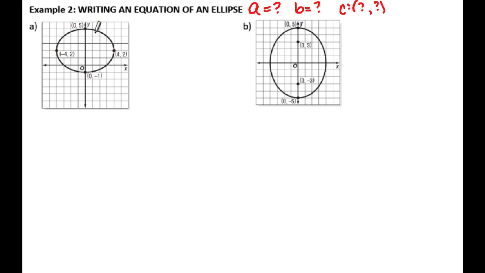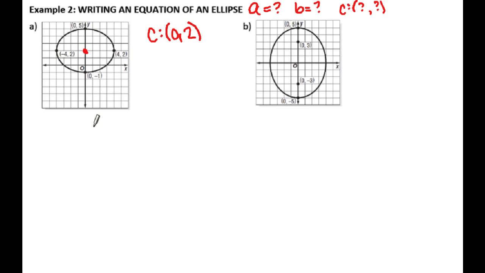Okay, so if you're given a graph, finding your center is very simple. You're just finding the center of your ellipse. So just by looking at the graph, I can see my center is at 0, 2. Now, you don't necessarily want to trust the graph every single time, but if you don't trust the graph, you can find the midpoint of your endpoints. So from negative 4, 2 to positive 4, 2, the midpoint is going to be 0, 2. So my center is at 0, 2.